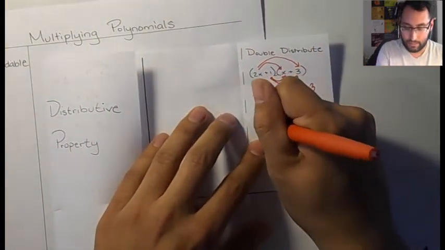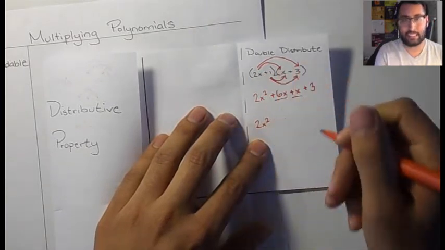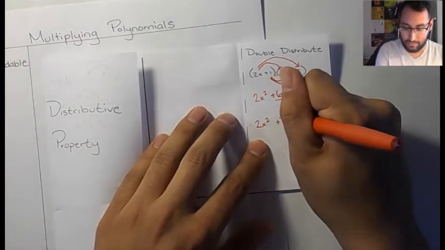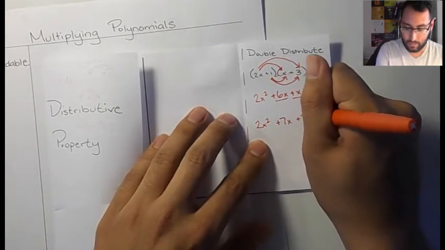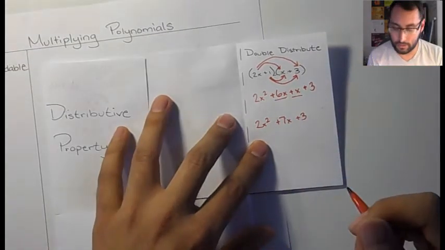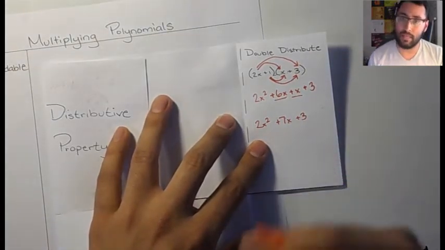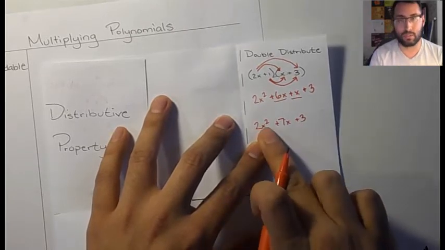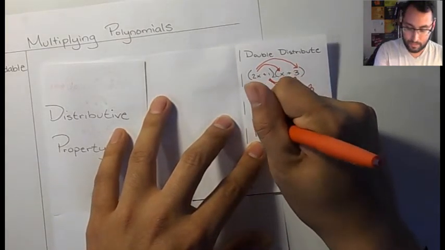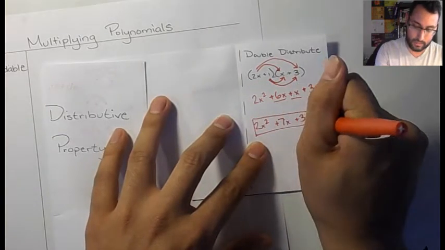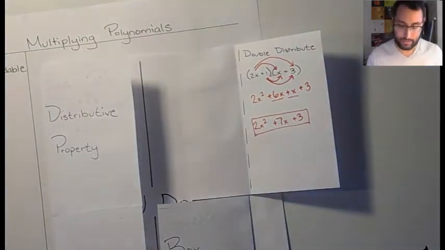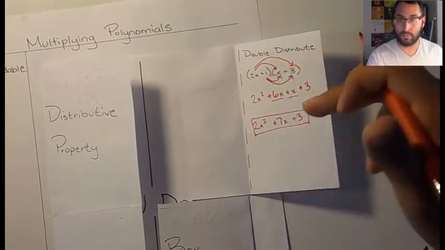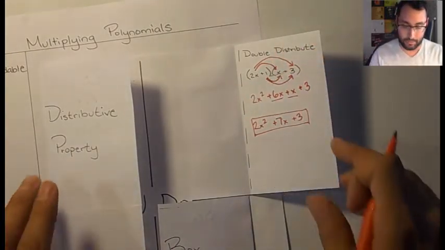So I'm going to rewrite my answer as 2x squared. 6 plus 1 is 7, so plus 7x plus 3, right? Don't forget the sign that goes in front of the term. And this is fully simplified. It's written based on the order of the degrees. We have an exponent of 2, 1, and 0. All right, and that's pretty much it. That was our easy example. Just multiply both terms to everything in that second polynomial.